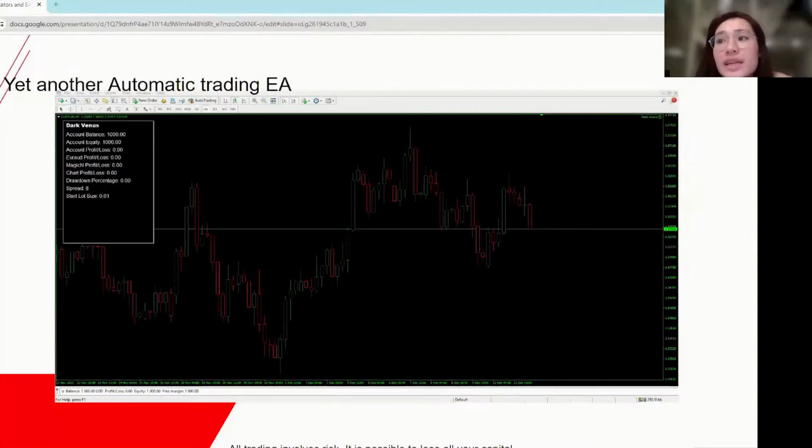Okay, and another one pretty much tells you the same thing: the account's profit or loss, account equity, drawdown percentage, spread, lot size.